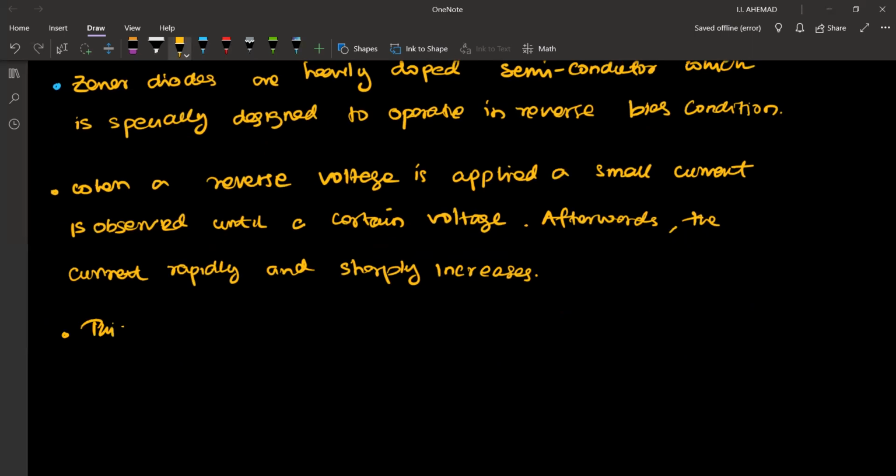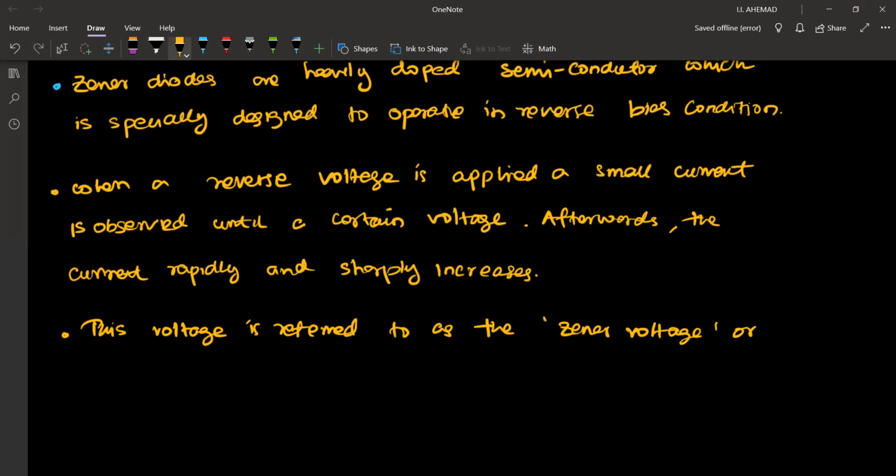This voltage is referred to as the Zener voltage or the breakdown voltage of the Zener.